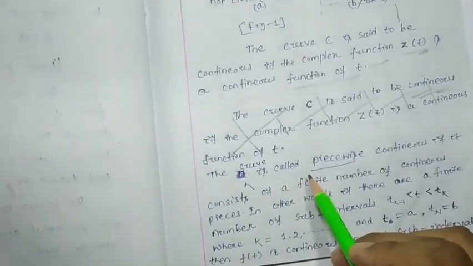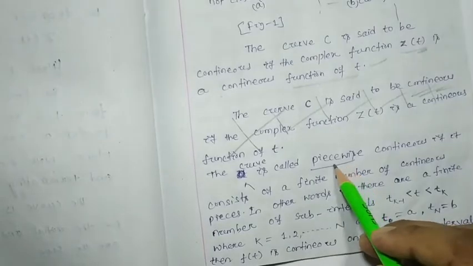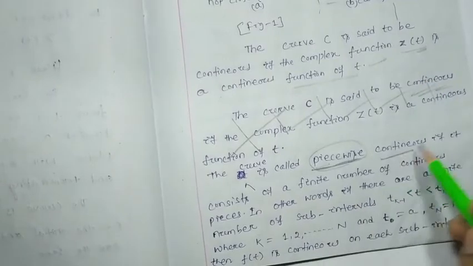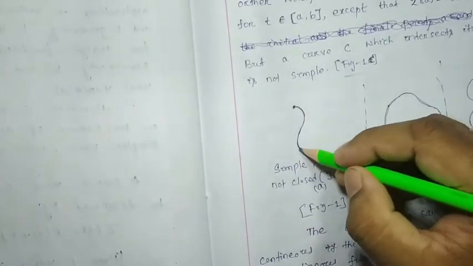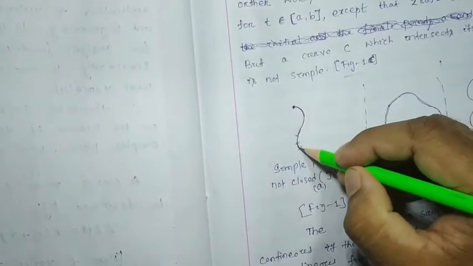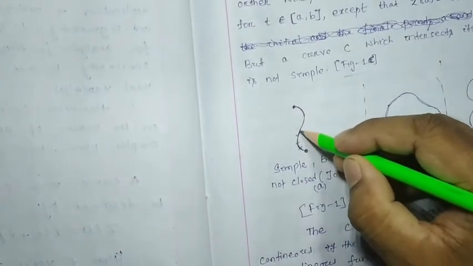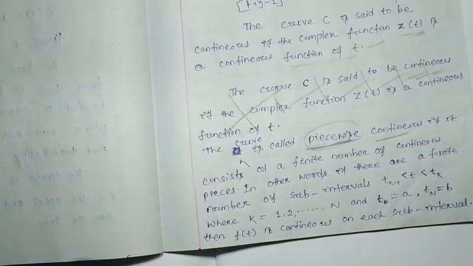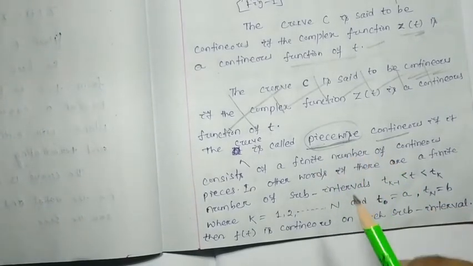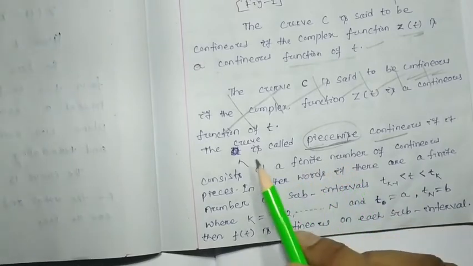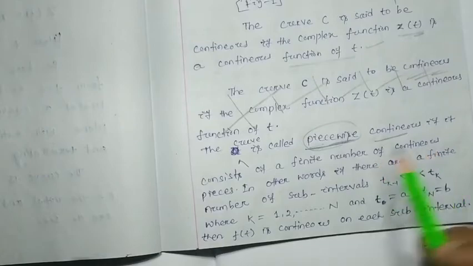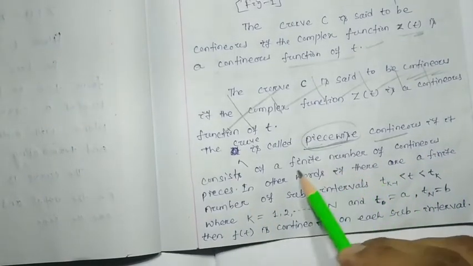The curve is said to be called piecewise. This word is new for you. Piecewise continuous means, see, this curve is continuous, and this curve is also piecewise continuous. If I consider any small piece of the curve, it is also continuous. Just follow what I am explaining. So the curve is called piecewise continuous if it consists of a finite number of continuous pieces.